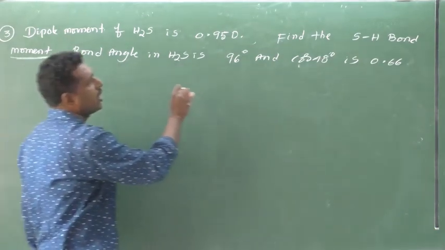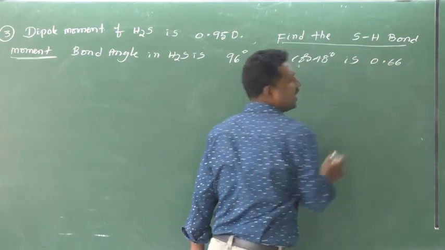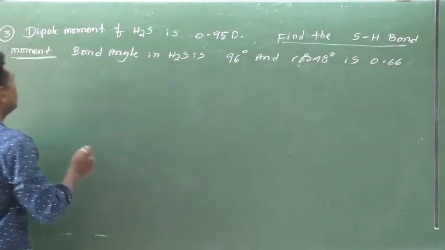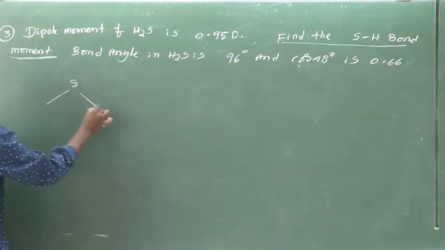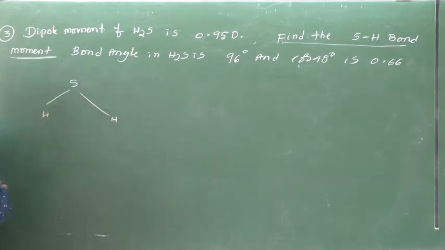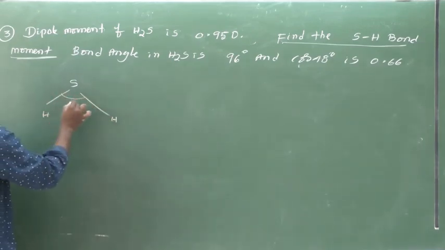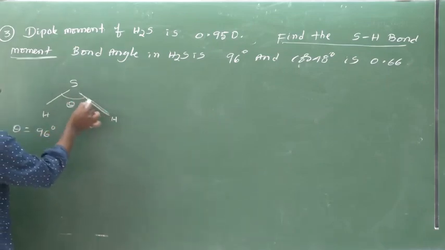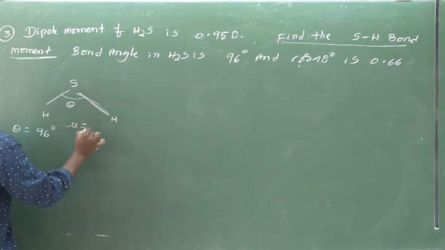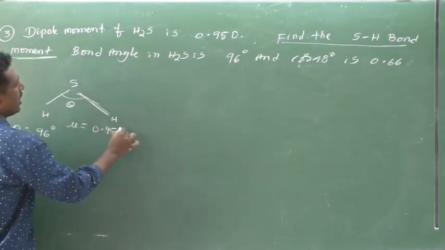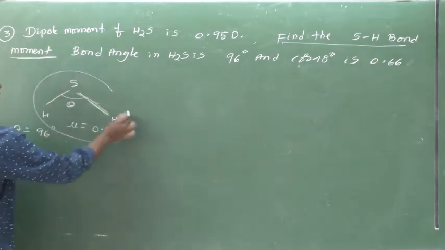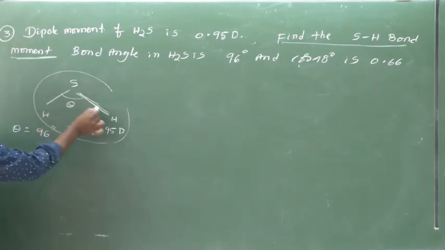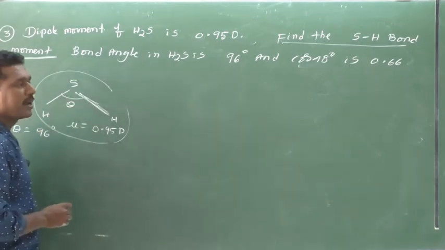Here we have to calculate the bond moment of the SH bond. The H2S structure is this one. The theta value is given: this bond angle theta is equal to 96 degrees. The dipole moment mu of this molecule is given, 0.95 D. Now we calculate the SH bond moment.